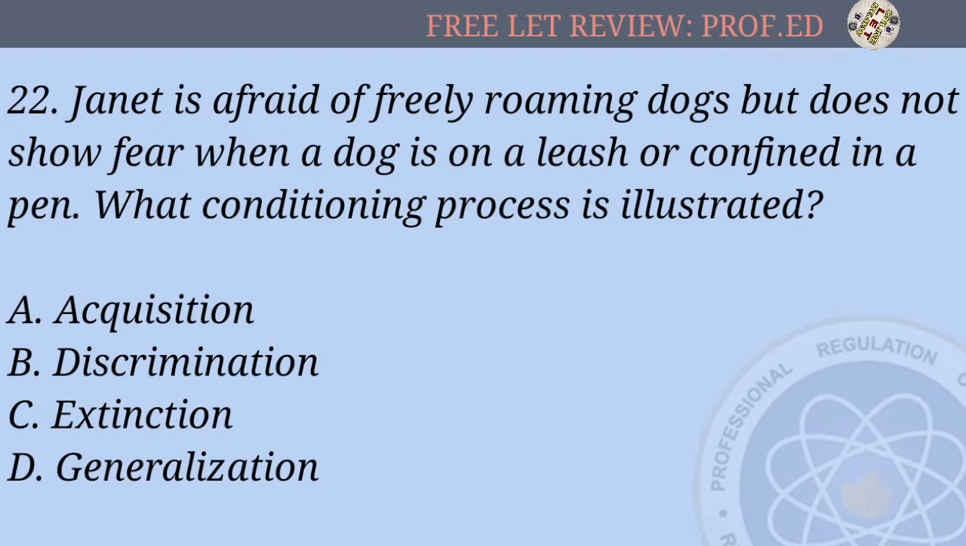22. Janet is afraid of freely roaming dogs but does not show fear when a dog is on a leash or confined in a pen. What conditioning process is illustrated? A. Acquisition. B. Discrimination. C. Extinction. D. Generalization.